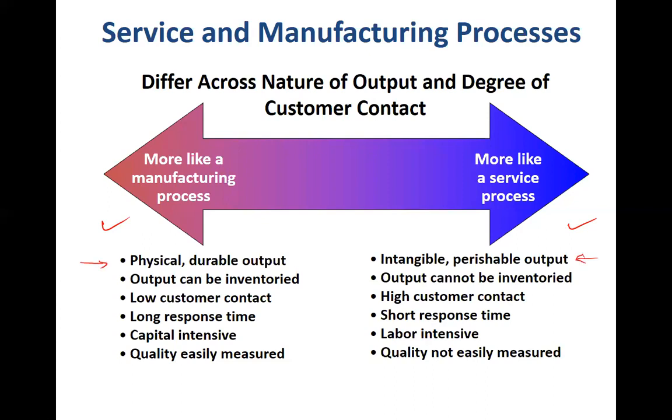Now, that would have implications in terms of how you would manage the output itself. For example, in the case of manufacturing processes, we can inventory these outputs, and once you can inventory them, we can manage it in a certain way.